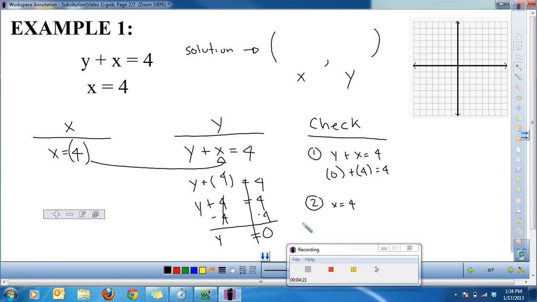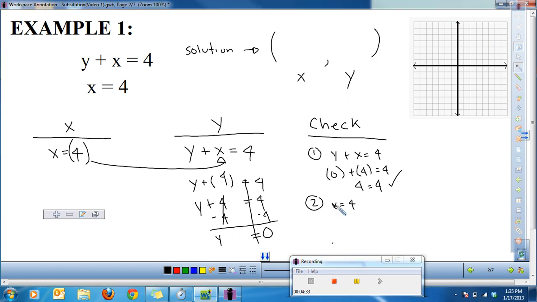So I put a 0 in for y and a 4 in for x. 0 plus 4 is 4. I got that 4 equals 4, which is a true statement, so that check works. The second check is a little bit easier because they told us that x is 4. So if x is 4, that means that 4 is equal to 4 because x is 4. That check works. This one is easier. That was given to us.